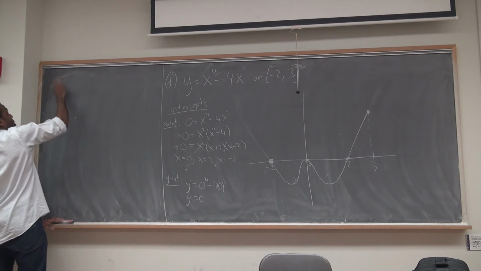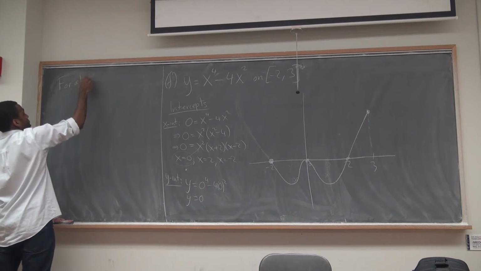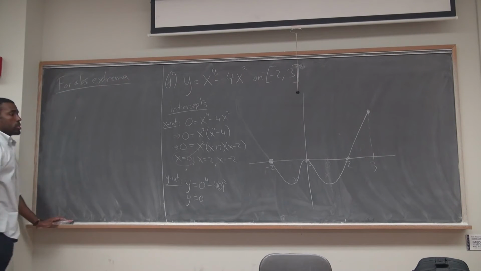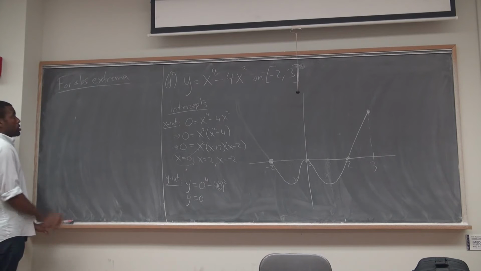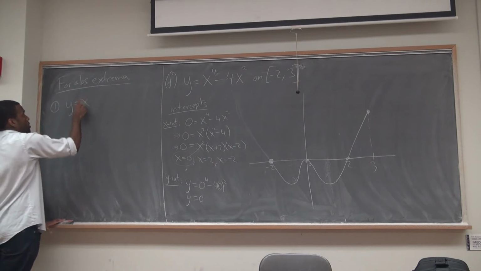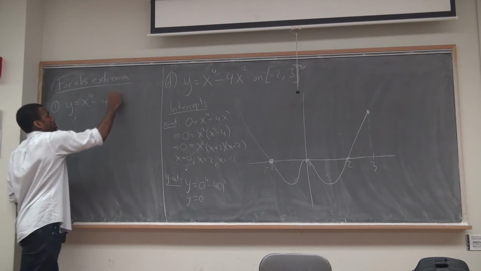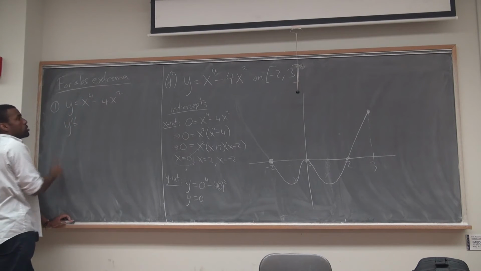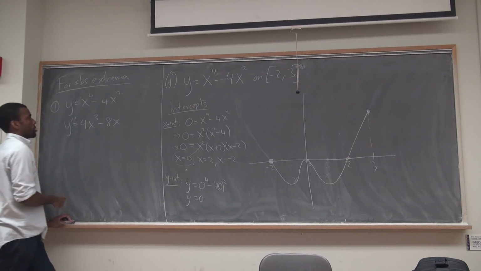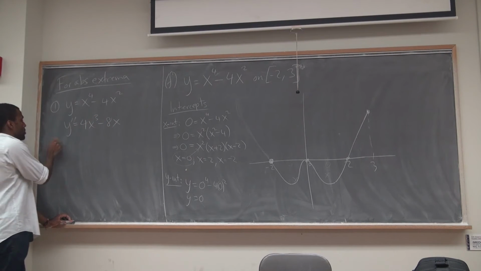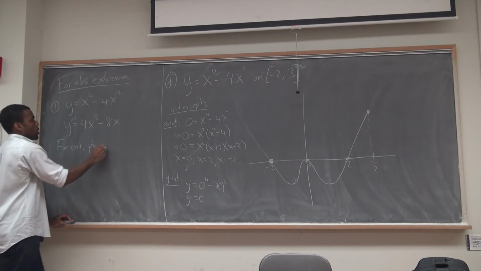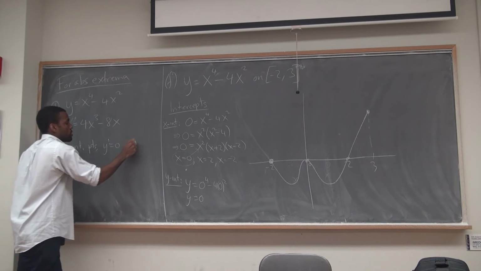Let's do the absolutes for absolute extrema. We're going to do the closed interval method. So remember, the first thing was to find your derivatives. So if your y is equal to x to the 4th minus 4x squared, your y prime would be equal to 4x cubed minus 8x. Now remember, for critical points, y prime equals 0 or undefined.